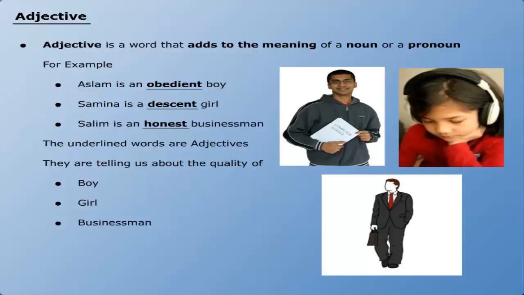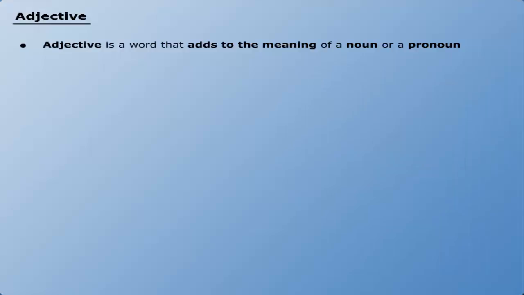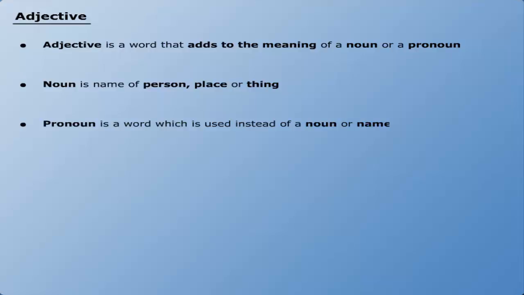and a businessman. We have said that noun is a name of person, place, animal, or thing. Let us now tell you what is a pronoun. Pronoun is a word which is used instead of a noun or name. I, we, you, he, she, it, and they. These are pronouns which are used instead of noun or name.